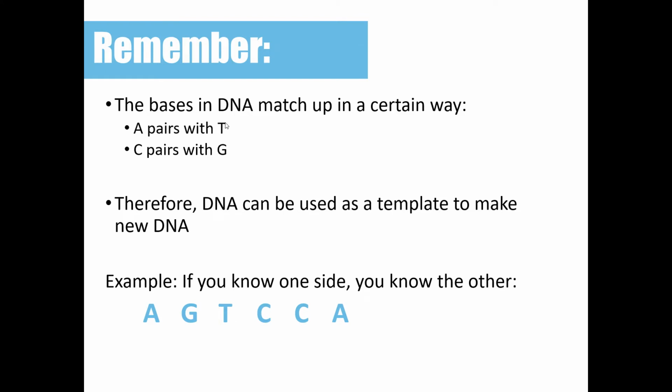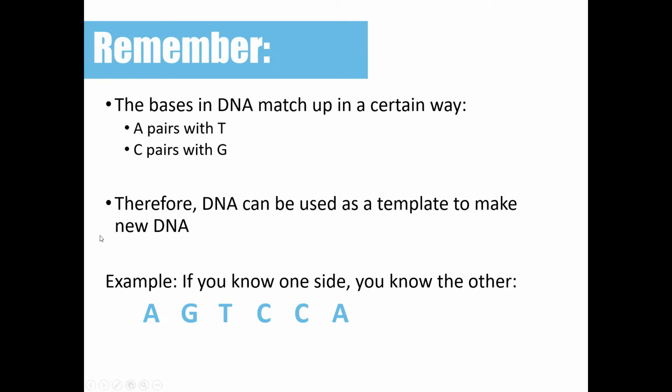And there is something that we discussed in the last lesson called base pairing rules. And we said that A, or adenine, always pairs with T, which is thymine. And C always pairs with G, so cytosine always pairs with guanine. And you'll need to remember these base pairing rules for today.